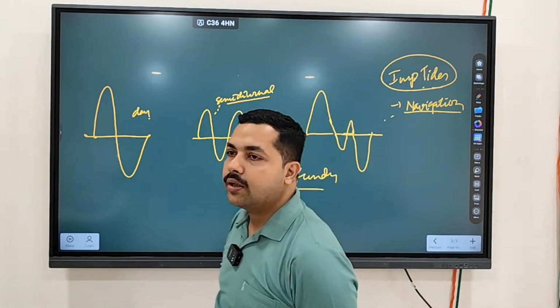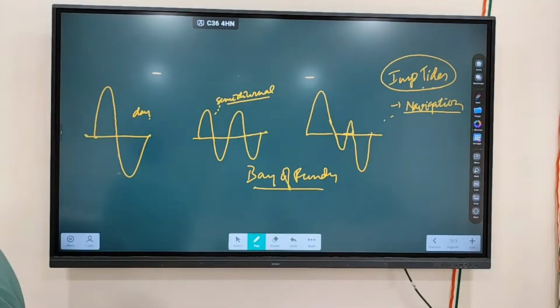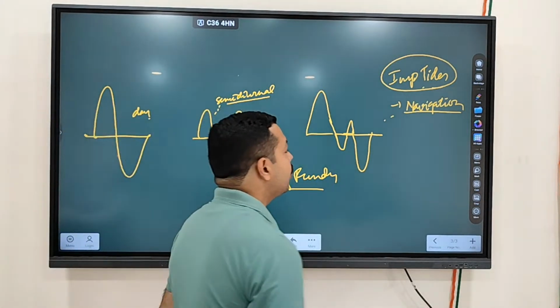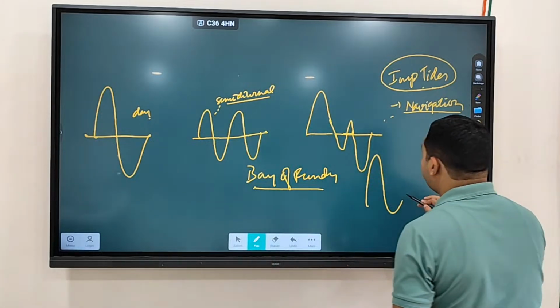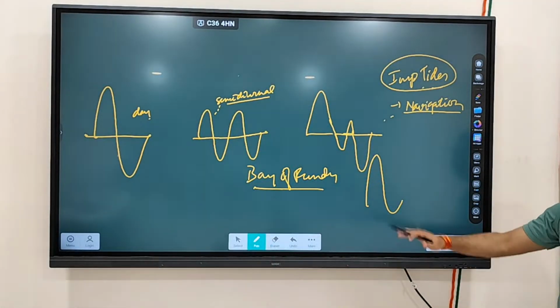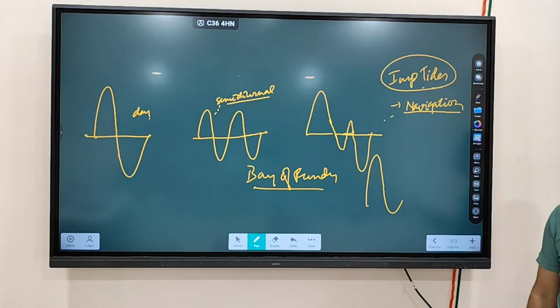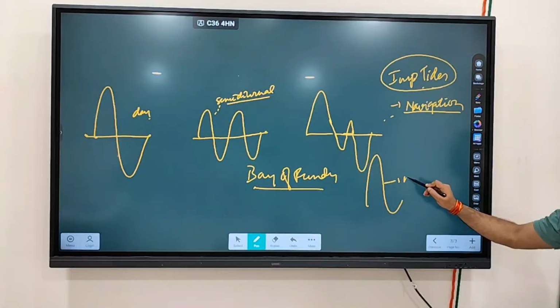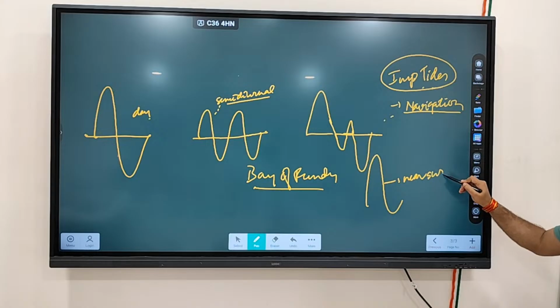Tides are helping in what? Tides are helping in navigation. How do tides help in navigation? When there is a rise in water level, that is a high tide, more water is going to come near to the surface.